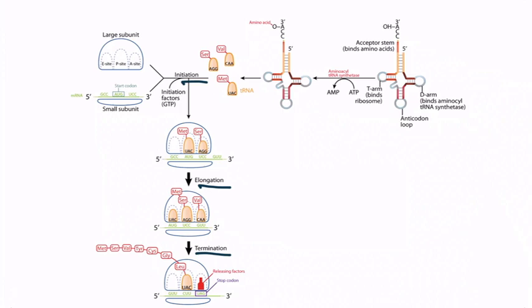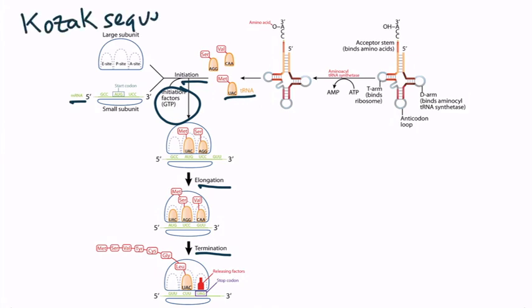From the figure, you can see that initiation occurs when initiation factors and GTP are used to bring the large and small subunits together along with mRNA and tRNA. Okay, before we move on to elongation, you should know that there is something called the Kozak sequence. This is a region around the start codon that facilitates the binding of the small subunit to the mRNA. So it would be this region right here on the mRNA. The exact sequence isn't as important as knowing that mutations to this region can impair the initiation of translation.